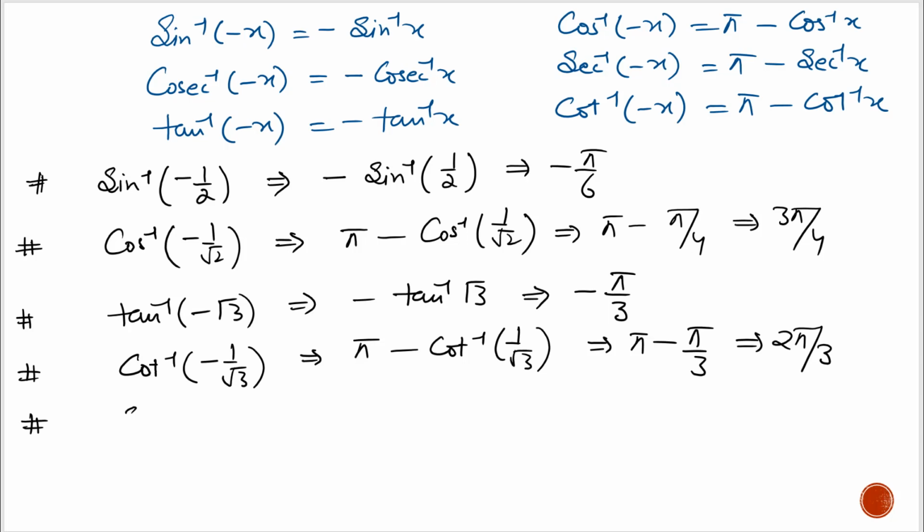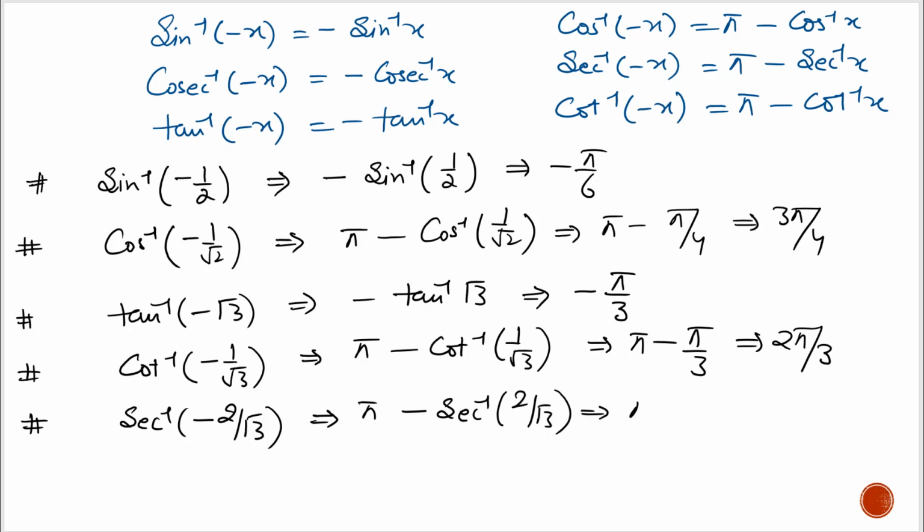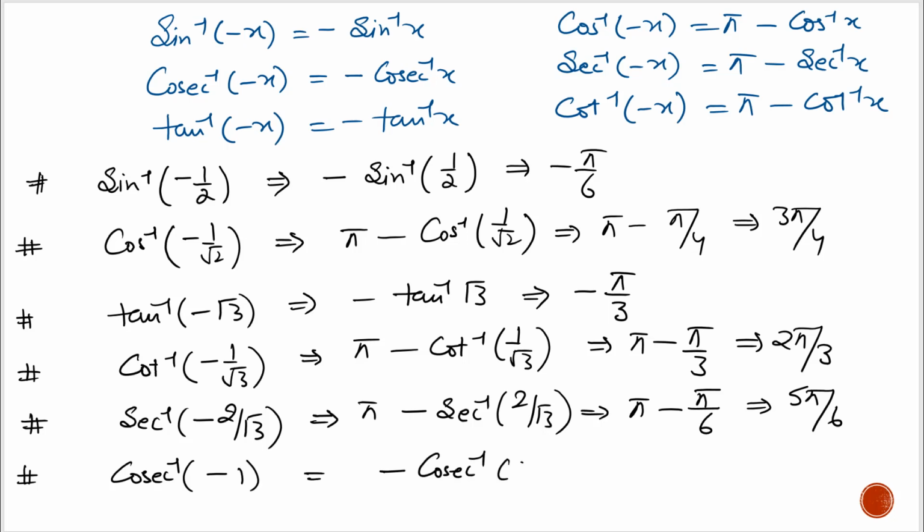Next, sec inverse minus 2 by root 3, which equals pi minus sec inverse 2 by root 3. And the value of sec is 2 by root 3 at pi by 6. So the answer is pi minus pi by 6, which equals 5 pi by 6. And the last part, cosecant inverse minus 1, which equals minus cosecant inverse 1. And the value of cosec is 1 at pi by 2. So the answer is minus pi by 2.